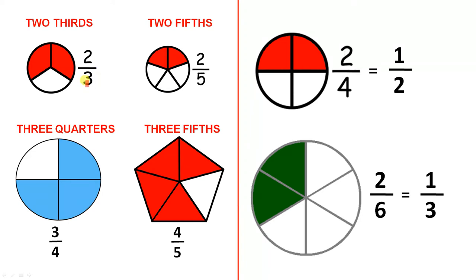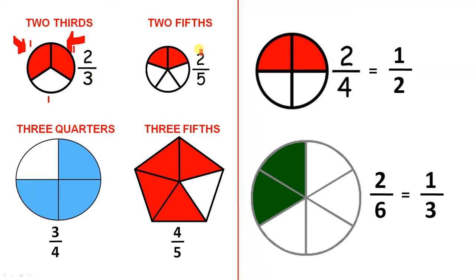2/3. Now basically we said before that the denominator tells us the total number of parts. So if you see 1, 2, 3, this circle here is divided into 3 parts. The 2 tells us how many we are considering. Now in this video we're going to consider all the shaded parts. So here is one shaded part here, and there is one shaded part there. So altogether there are 2 of those shaded parts out of a total of 3, so that's 2/3.